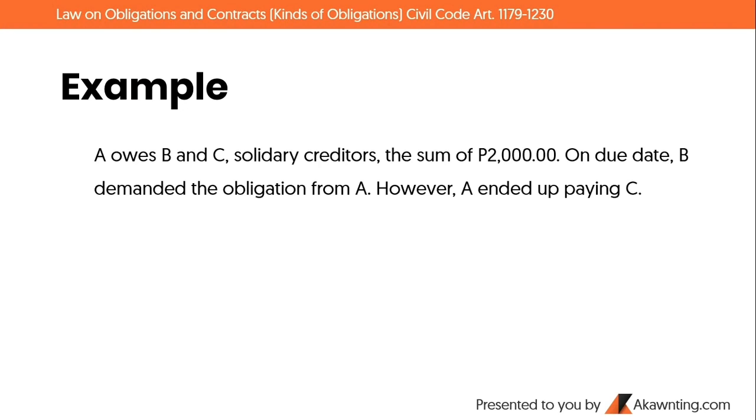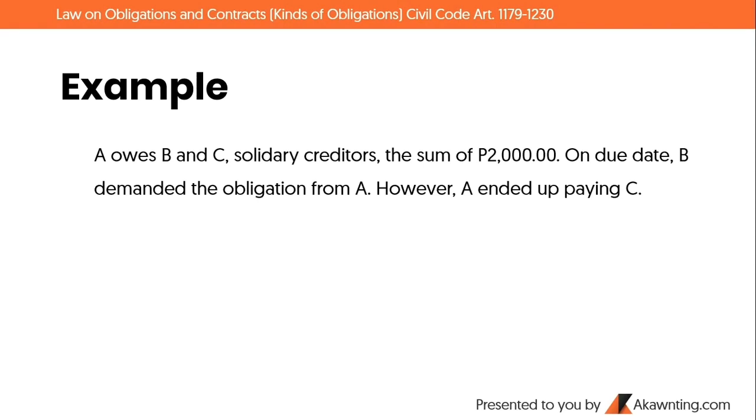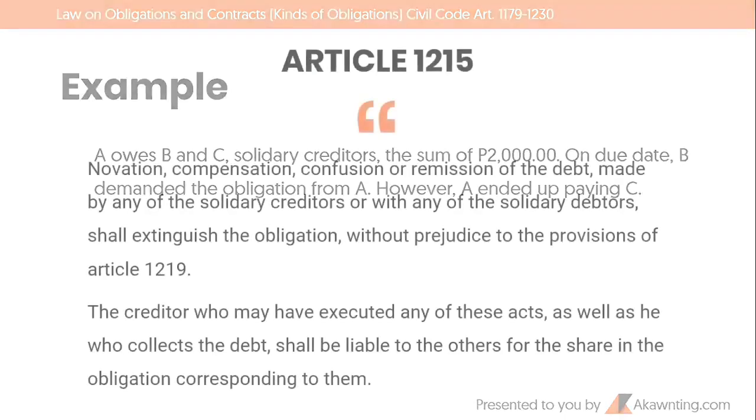Okay, so ayan, may example pala tayo. A owes B and C, solidarity creditors, the sum of 2,000. On due date, B demanded the obligation from A. However, A ended up paying C. So, sabi ko nga, hindi valid yung ginawang payment dun ni A. Kasi naunang nag-demand si B. Okay? So, ayan.